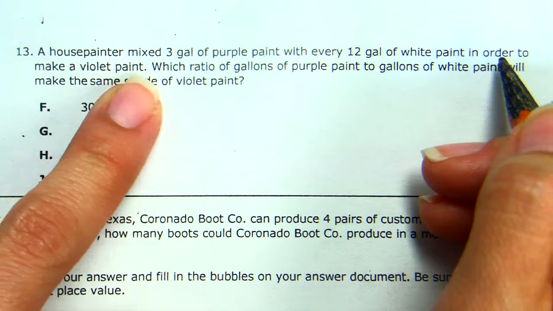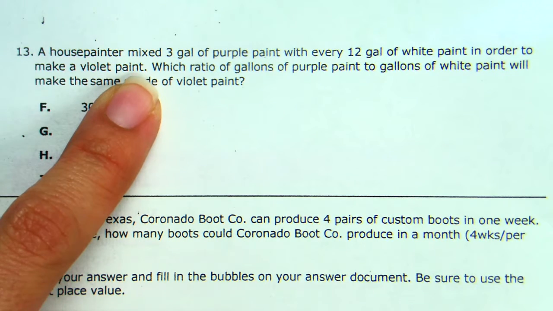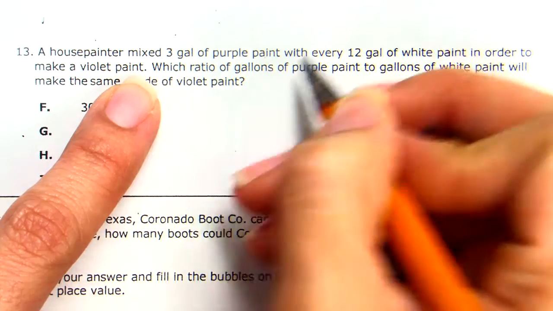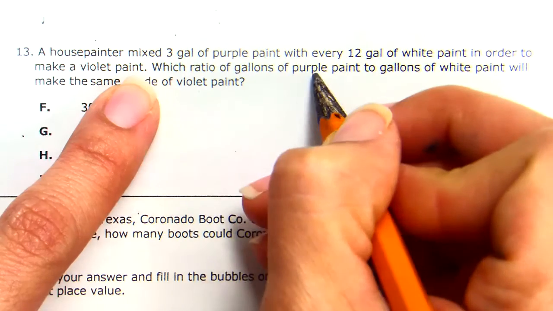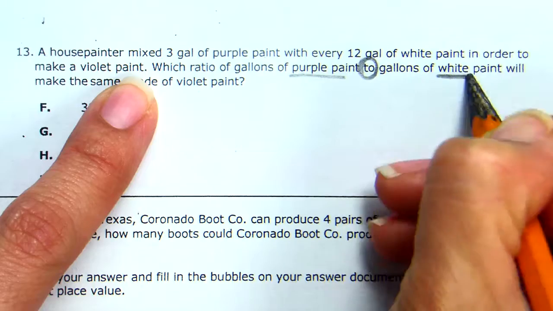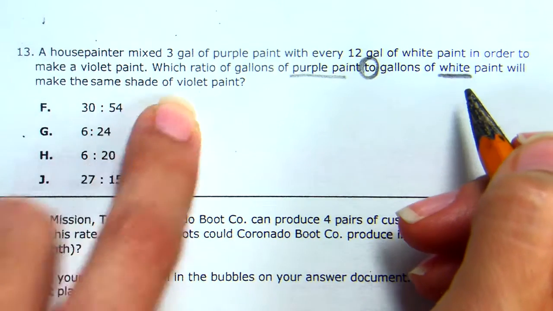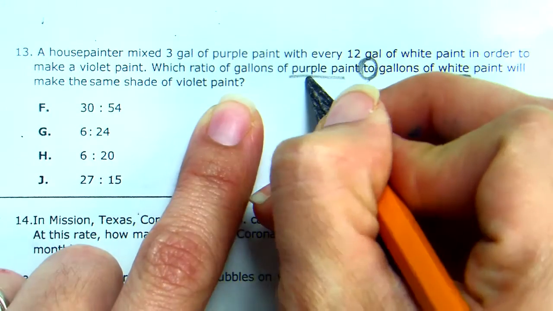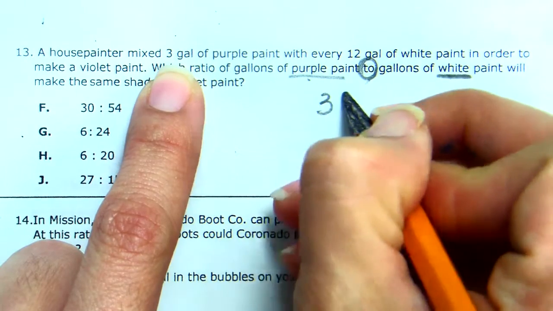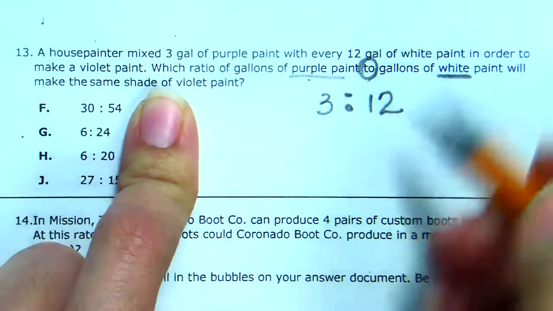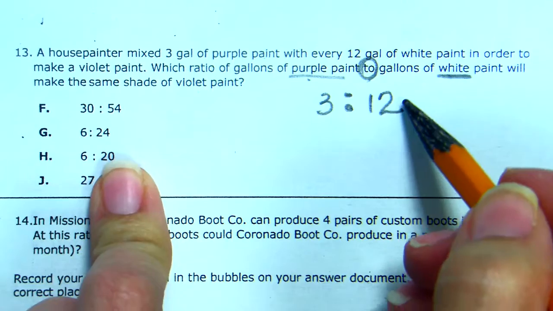In order to make a violet paint, remember what I told you about ratios, you need to look for the word "to" to set up the original ratio. Which ratio of gallons of purple paint to gallons of white paint will make the same shade of violet paint? Okay, here it is. Purple, 3 gallons, to 12 gallons. So this problem is about equivalent ratios.